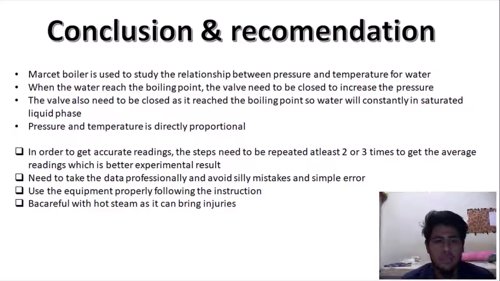The Marshall boiler is used to study the relationship between pressure and temperature for water. When the water reaches the boiling point, the valve needs to be closed to increase the pressure. The valve also needs to be closed as it reaches the boiling point, so water will constantly be in saturated liquid phase. From this experiment, we learned that pressure and temperature are directly proportional. For the recommendation, in order to get accurate readings, the steps need to be repeated at least 2 or 3 times to get the average readings, which gives a better experimental result.